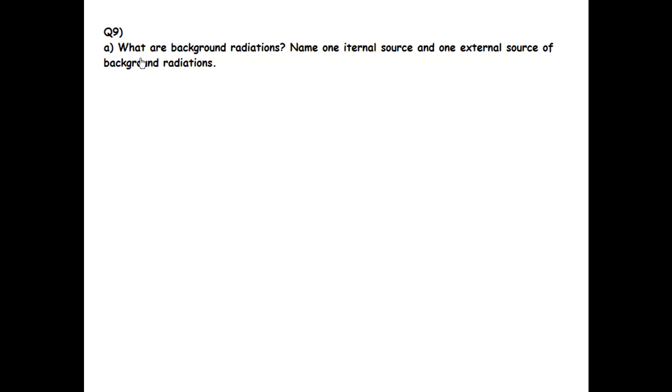Now let's have a look at question number 9. 9 part A. What are background radiations? Name one internal source and one external source of background radiations.